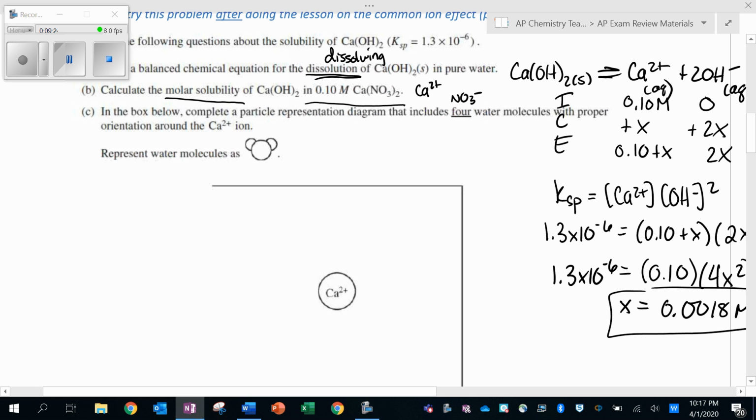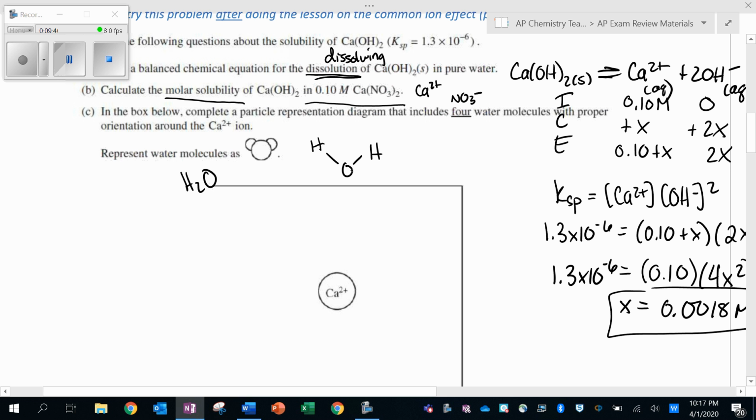particle level representations. And so we want to show what this would look like at a particle level, show some water molecules, what these calcium ions would look like. So your water molecules look like this. Looks like a little Mickey Mouse version here. And in this little Mickey Mouse, you want to remember water is H2O. We've got 2 hydrogens for every 1 oxygen.